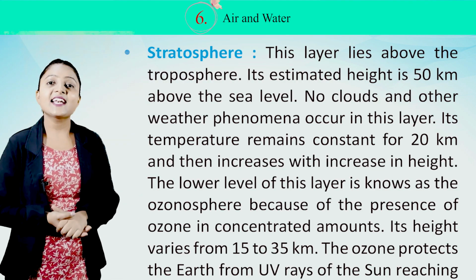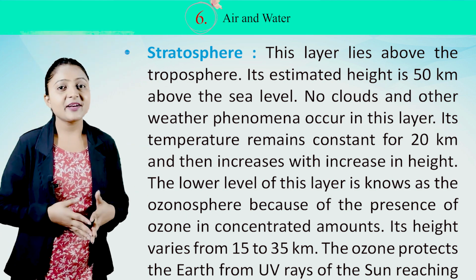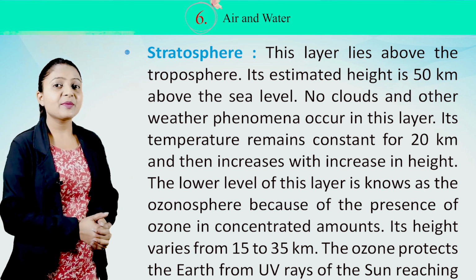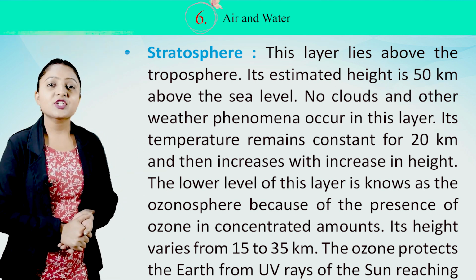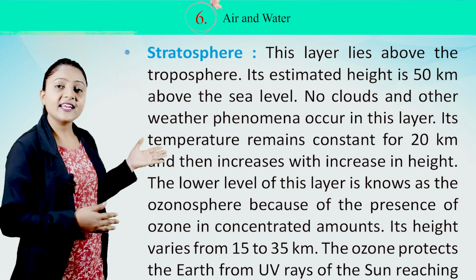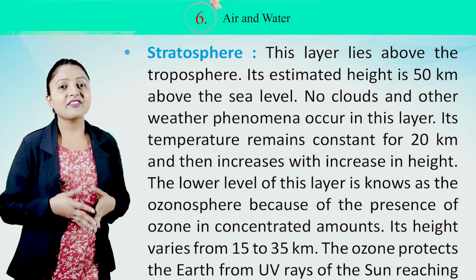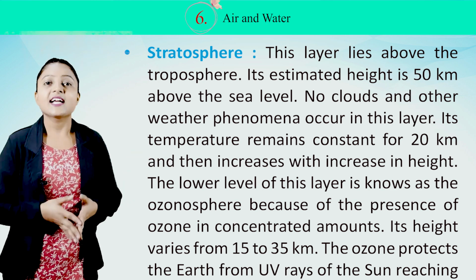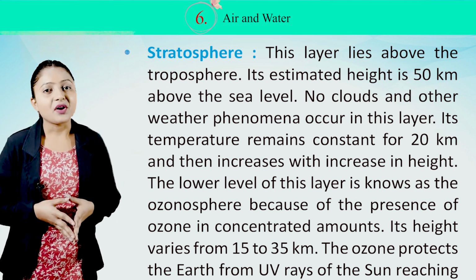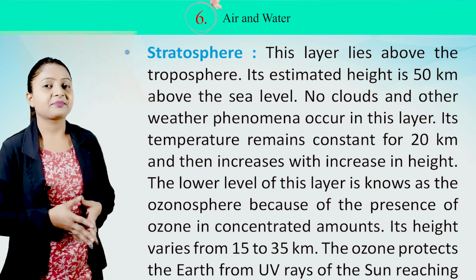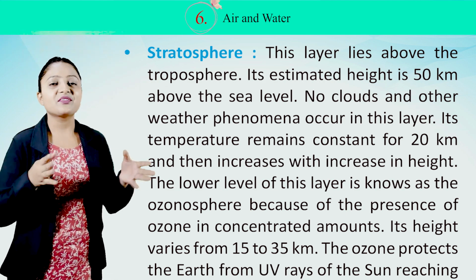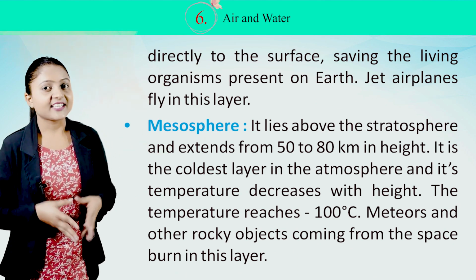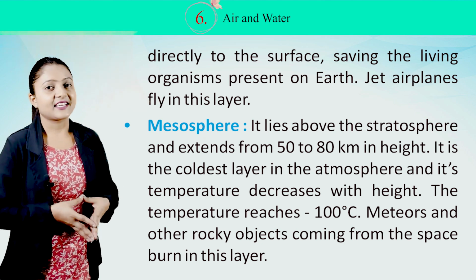Stratosphere. This layer lies above the troposphere. Its estimated height is 50 km above the sea level. No clouds and other weather phenomena occur in this layer. Its temperature remains constant for 20 km and then increases with increase in height. The lower level of this layer is known as the ozonosphere because of the presence of ozone in concentrated amounts. Its height varies from 15 to 35 km. The ozone protects the earth from UV rays of the sun reaching directly to the surface, saving the living organisms present on earth. Jet airplanes fly in this layer.